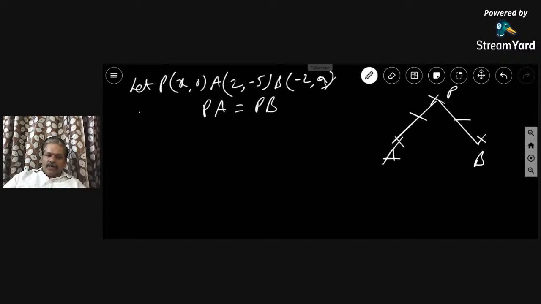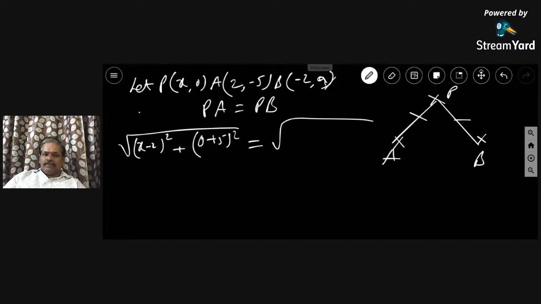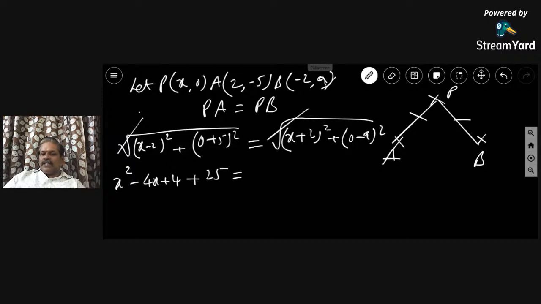Squaring on both sides, or applying the distance formula, x2 minus x1. The benefit of this formula is that the square is there, so you can apply it anywhere. On the left: (x minus 2) whole square plus (0 plus 5) whole square. On the right: (x plus 2) whole square plus (0 minus 9) whole square. Both sides the square roots get cancelled. (x minus 2) whole square is in the form of (a minus b) whole square: x square minus 4x plus 4, and 5 square is 25. On the right hand side, (x plus 2) whole square is x square plus 4x plus 4, plus 9 square is 81. Both sides x square get cancelled.